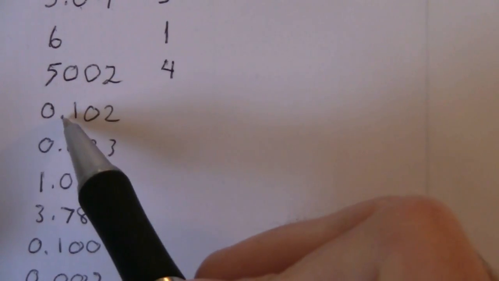Leading zeros are never significant. Any zeros on the left of the first non-zero number are never significant. So here we're looking at just these 3. The 0 in between is going to be significant. Leading zeros, not significant. So here we just have 2 significant figures.